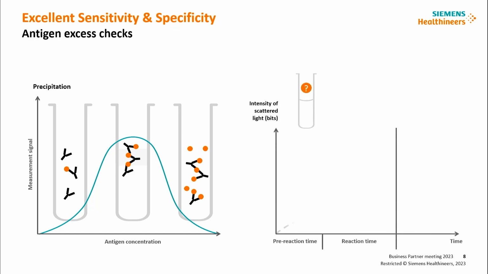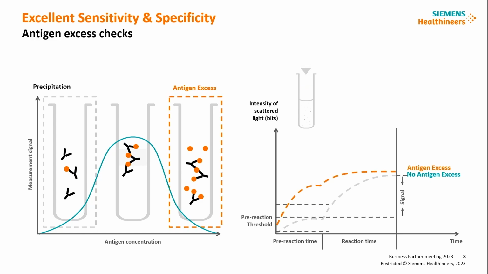So how is our system treating such samples? There is automated antigen excess security. When you activate this option, the machine takes a small portion of the sample to start the reaction with. If the signal exceeds a certain threshold, it means that there is antigen excess in the sample.